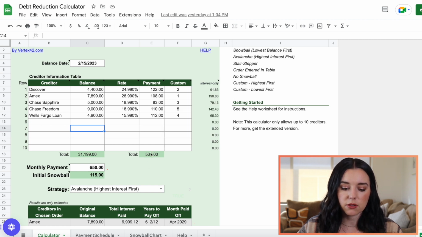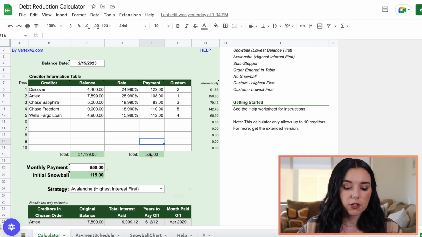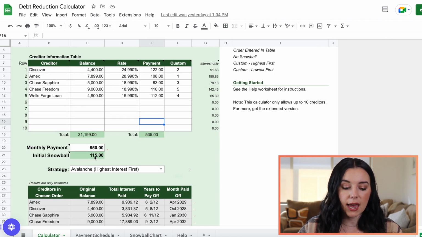So $535. Oh, looks like they have a note here. Either the minimum payment or the amount you want to pay each month. You should verify your balance and minimum payment with your lending institution. Okay, cool. So $535, let's say this is the minimum payment, and then you can add the extra income here, and then that number, 115 plus the 535, the monthly payment all in would be $650 towards that debt.